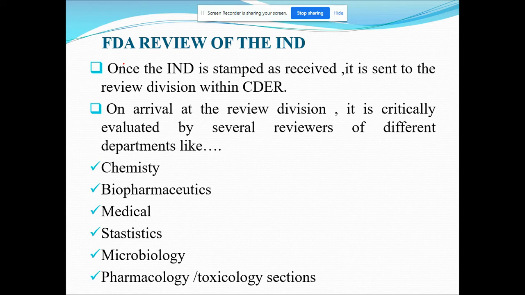First, once the IND is stamped as received, it is sent to the review division within the CDER.